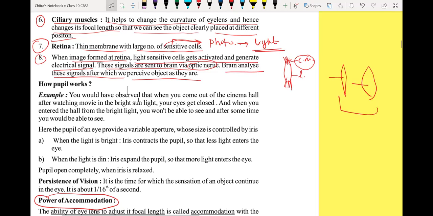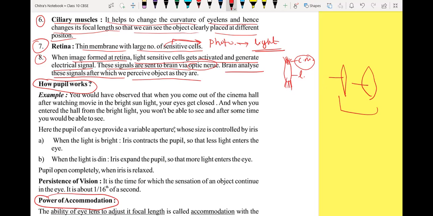Understood, everyone? Next, here we have how the pupil works. We have already discussed that when there is a dim light, the size of the pupil increases, and when there is a very bright light, the size of the pupil decreases. That's all in how the pupil works. Again, I want everyone to take a screenshot.